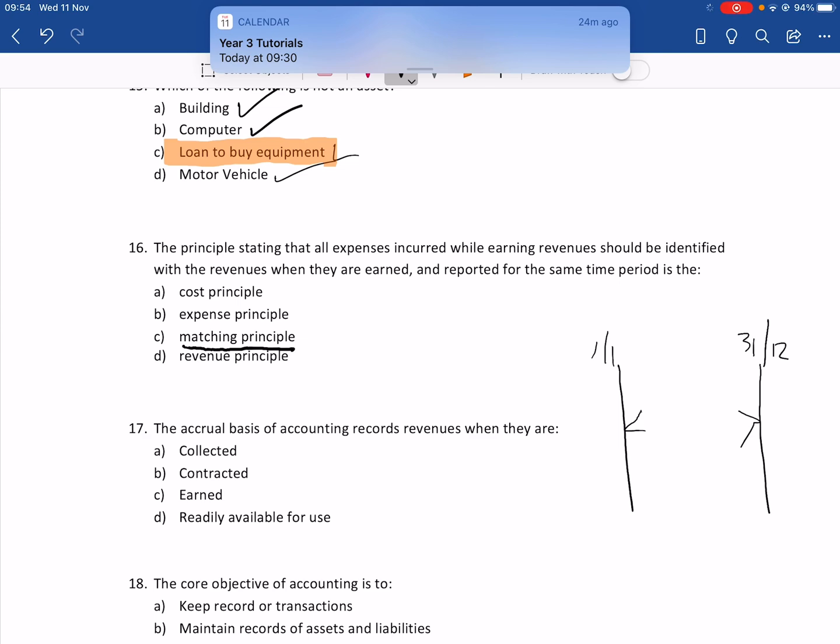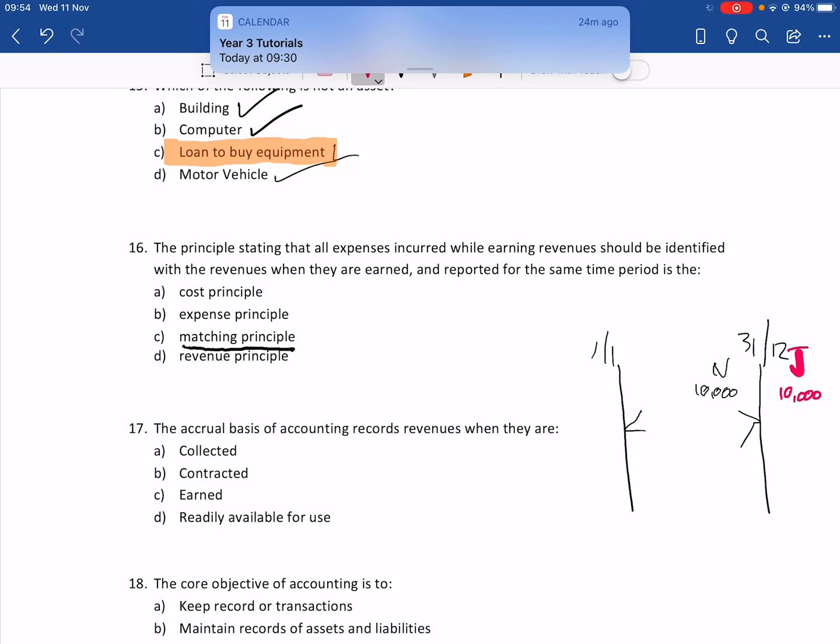So the example for question 17 is along the lines of, let's say for instance that our sales in November were £10,000, yeah? But we didn't receive the money until, say, January. So we received the money in January.